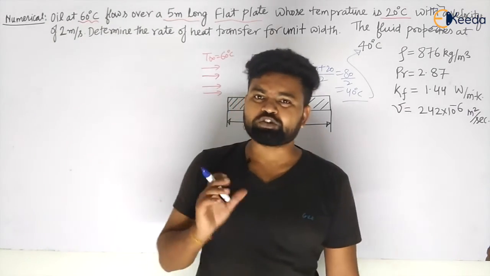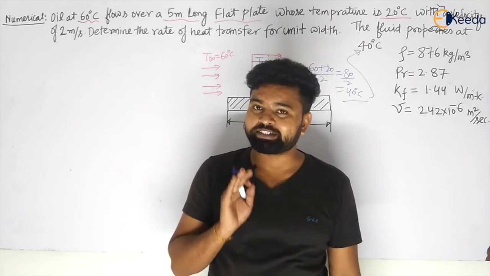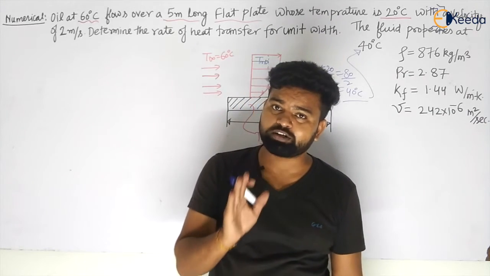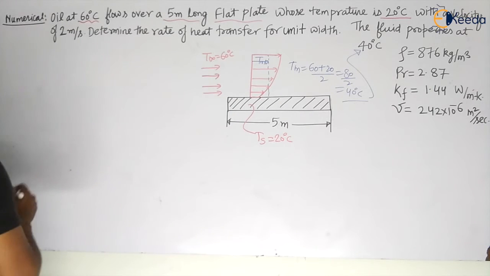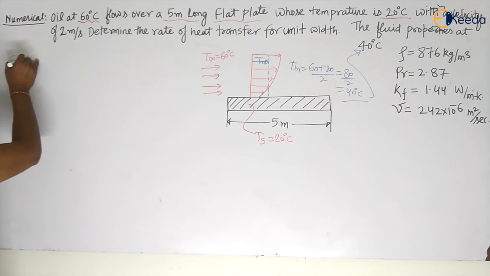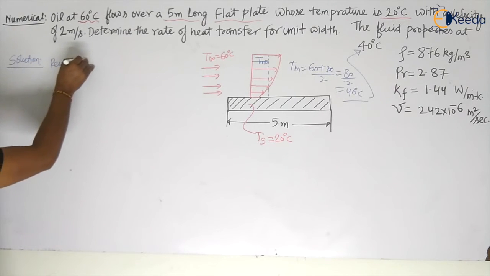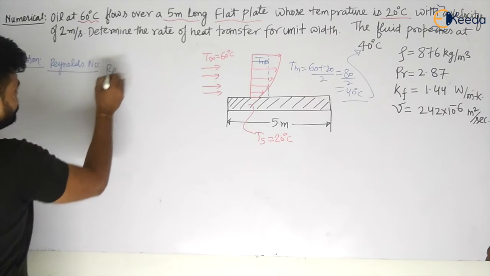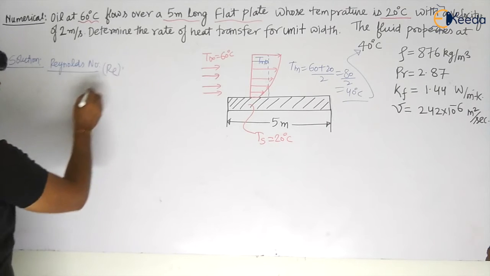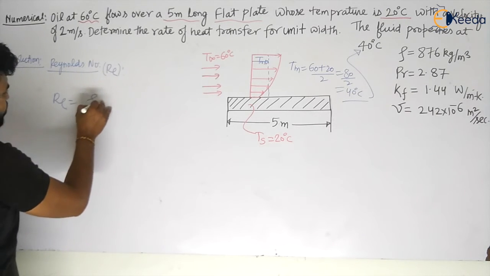So now, first of all, what should we do in this question? First of all, we should check whether the flow is laminar or turbulent. Let us check for that. So first of all, calculate the Reynolds number Re. So what is Re, my dear students? Re is nothing but rho V D by mu.